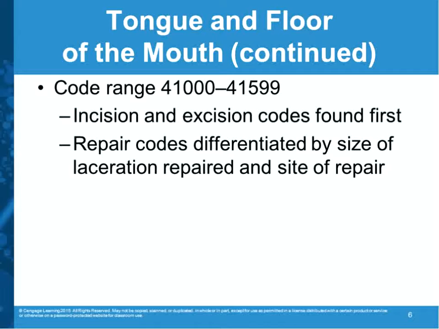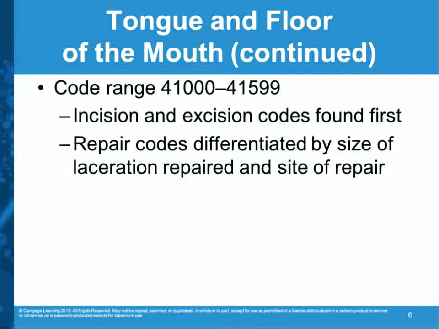In your other procedure section, you have a couple things going on here. It's usually a compilation of different codes that are not falling in any of the other sections. So you got sutures of the tongue here. You got ablation, frenoplasty here as well, and unlisted procedure code, which includes part of that section there.